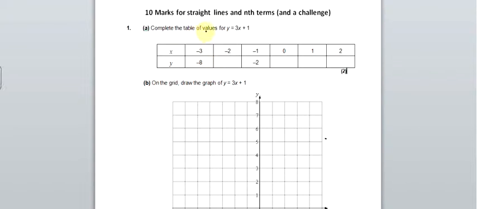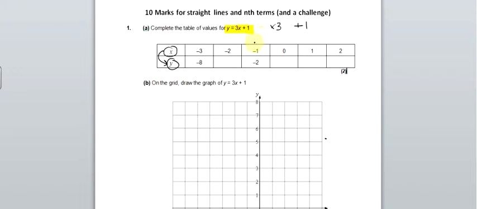So we're going to have a look at some questions on straight lines and nth term rules. Question 1 says complete the table of values for y equals 3x plus 1, and that's the thing to look at because that's telling us what to do to turn x, which is here, into y, which is here. So it's telling us how to turn the top row into the bottom row. And pretty much 3x means 3 times x, so we're timesing by 3 and then we're adding 1.